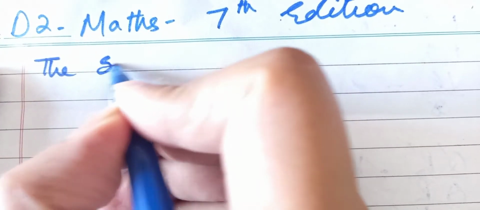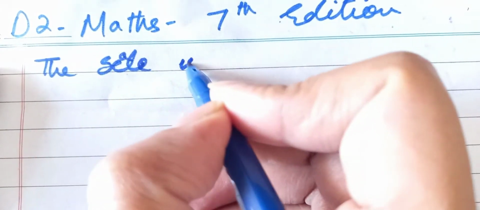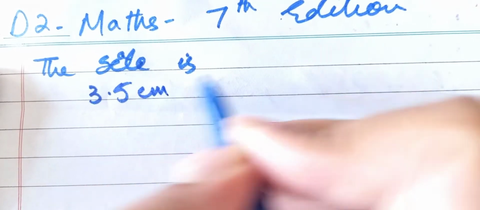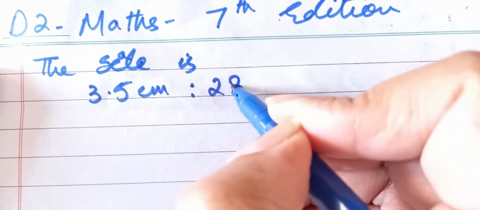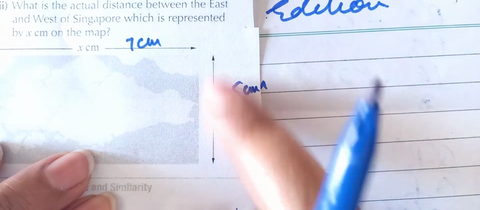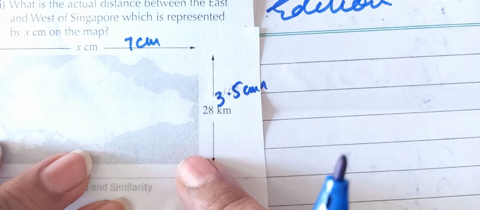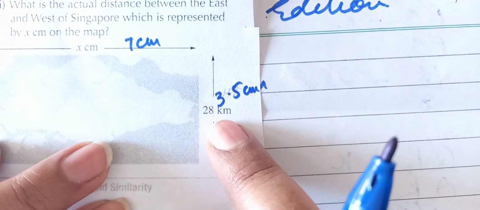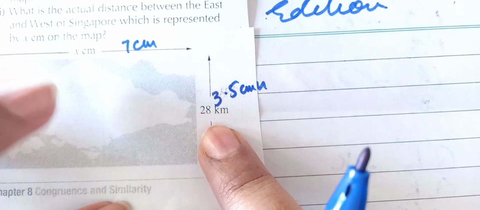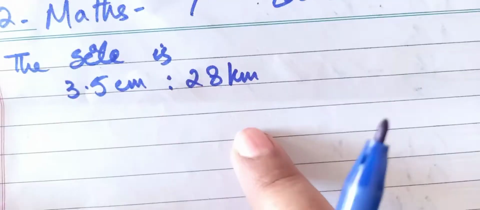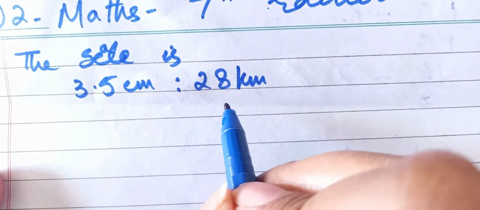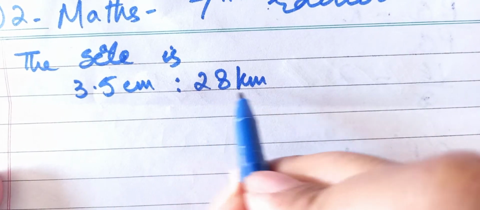The scale is 3.5 centimeter is to 28 kilometer. So I have used this information. The width I have found out with the help of a ruler, and this 28 kilometer they have given. Here they have not given anything, so I have not used this side. Now we have to write it down in proportion. 3.5 centimeter is to 28 kilometers.